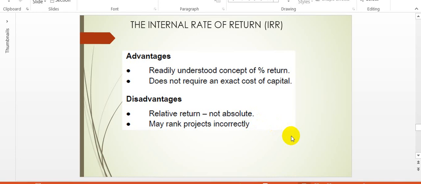Advantages of the internal rate of return. It is a readily understood concept. It does not require an exact cost of capital. Its disadvantages: it's a relative measure or relative return. It's not absolute, meaning it's a percentage. Another disadvantage is that it may rank projects incorrectly.